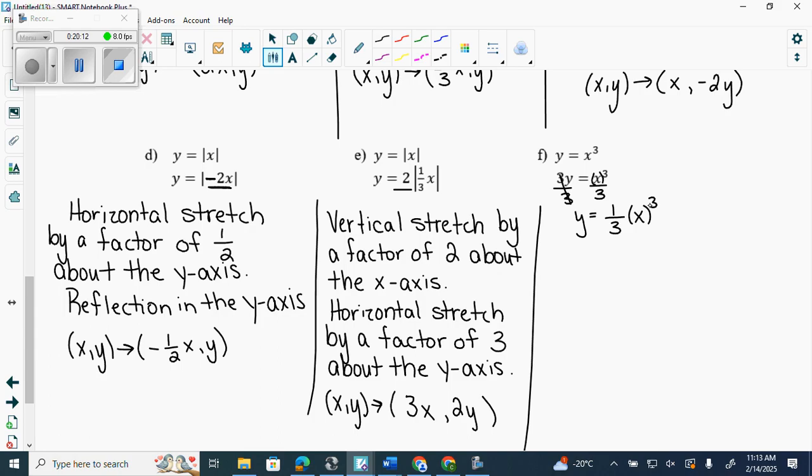Do I expect you to have done that one right? No. You did, yay. But I don't expect it. So the 1/3 is sitting in front, which affects y, which is vertical. Does vertical ever flip? So a third is going to be in words, and a third is going to be in mapping, right? And a third is going to be in equation. Never flips. So that's a vertical stretch because it's not with the x.